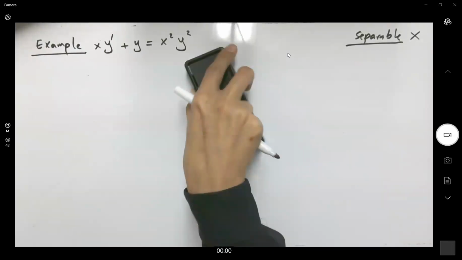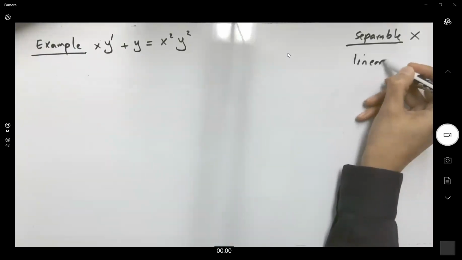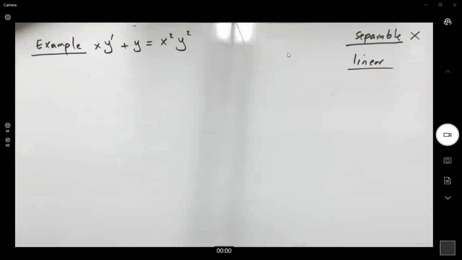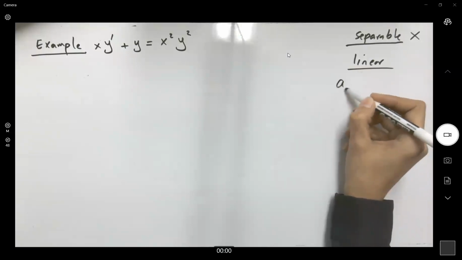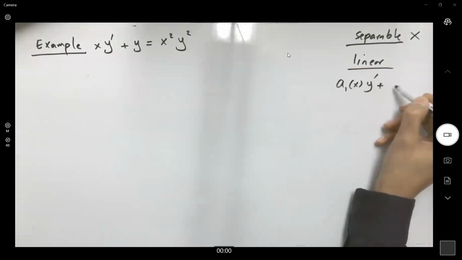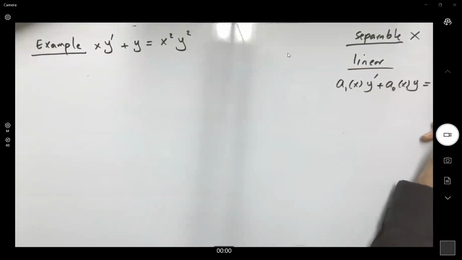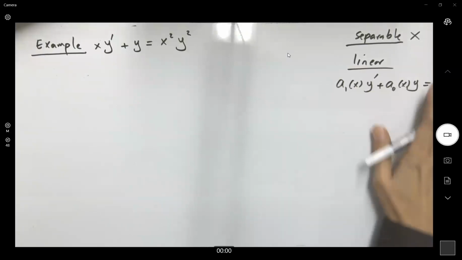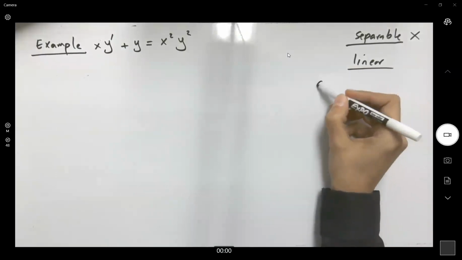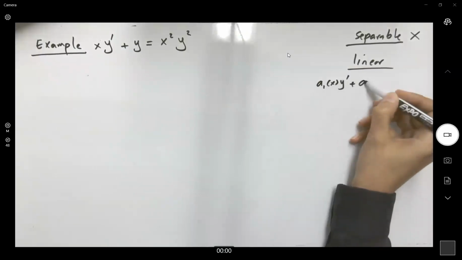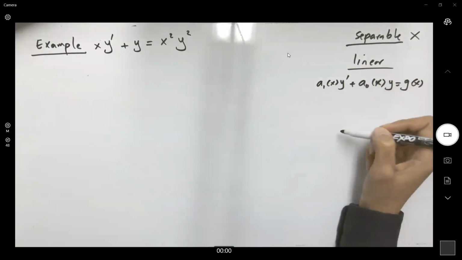Let's see if this is a linear first order differential equation or not. Remember that for a first order differential equation to be linear, you need to have a sub 1 of x y prime plus a sub 0 of x y equals another function in x. We bring this to the other side so you can see the whole thing: a1(x) y prime plus a0(x) y equals g of x.